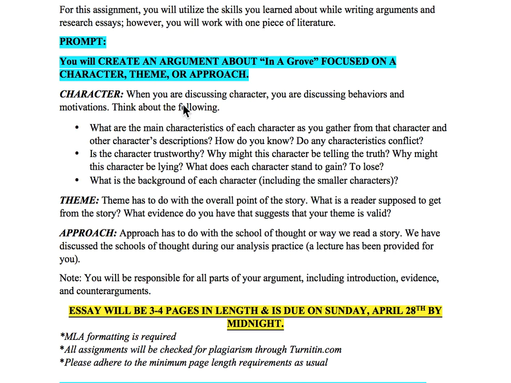So if, for example, you're talking about characters, you can choose a particular character to make an argument about. So you can say, I think this character represents X, Y, or Z, or I think this character is lying because of X, Y, or Z, or I think this character is telling the truth because of X, Y, or Z. But you're looking at the behaviors and the motivations and kind of understanding what about that character in the writing is making you believe this is sort of a reality or a truth.